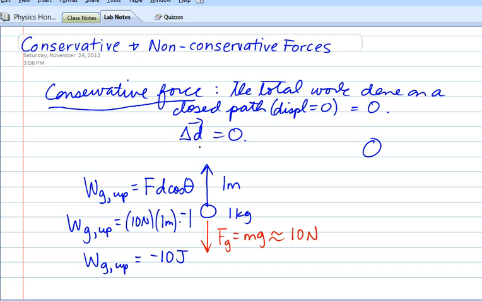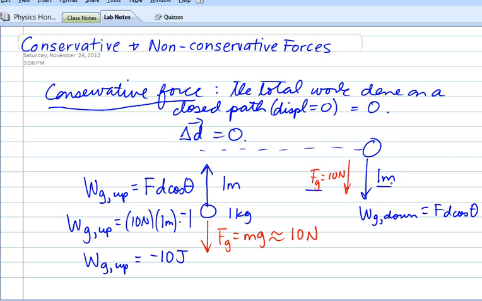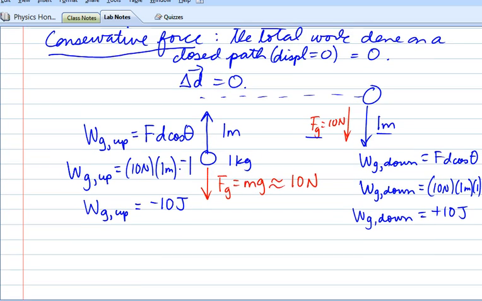Well, what happens if that same object moves back down 1 meter because of gravity? Okay, well again, we have the force of gravity pointing down as 10 newtons, but this time when we calculate the work done, the work that gravity does going down is still equal to F D cosine theta, but the angle between the force and the displacement is 0 degrees because they're going the same direction. So the work that gravity does going down is basically 10 newtons times 1 meter times 1, and that work done by gravity is positive 10 joules. So that makes sense for each half of this motion, going up and coming back down.